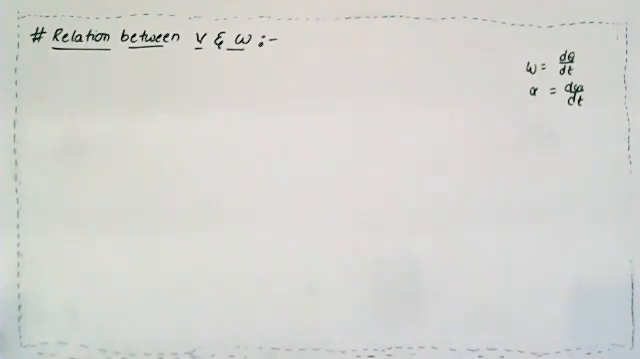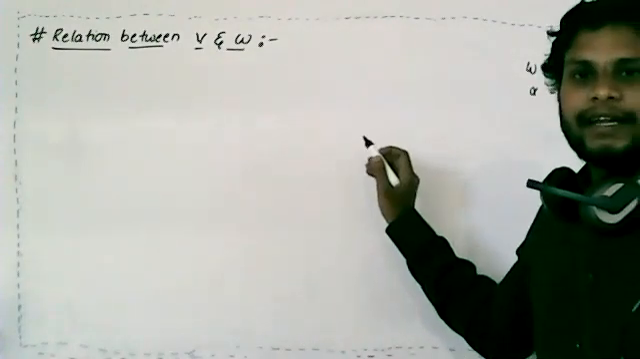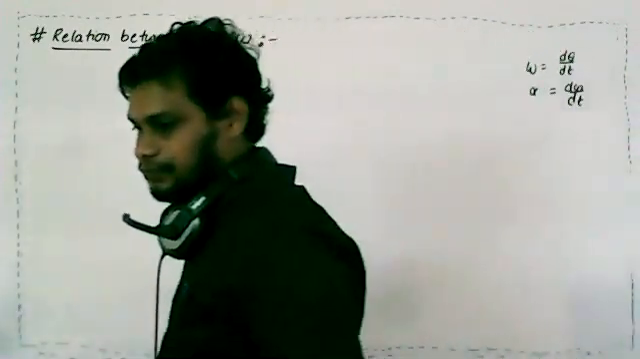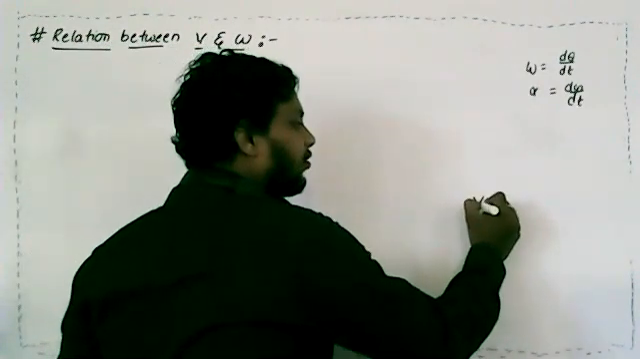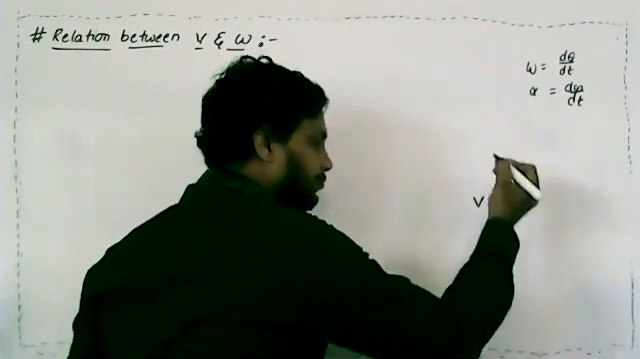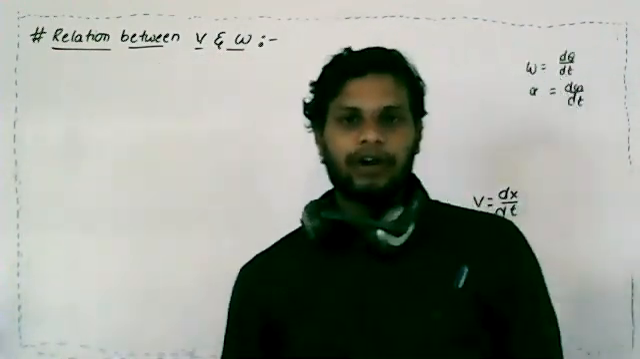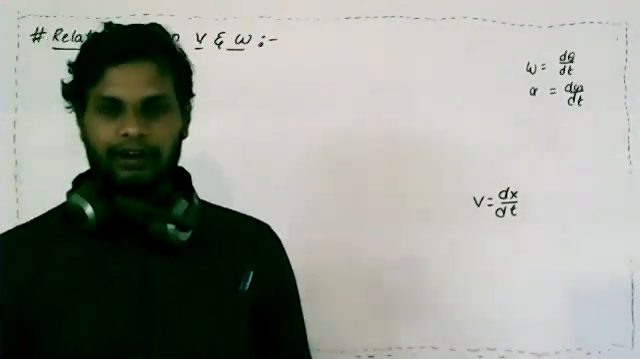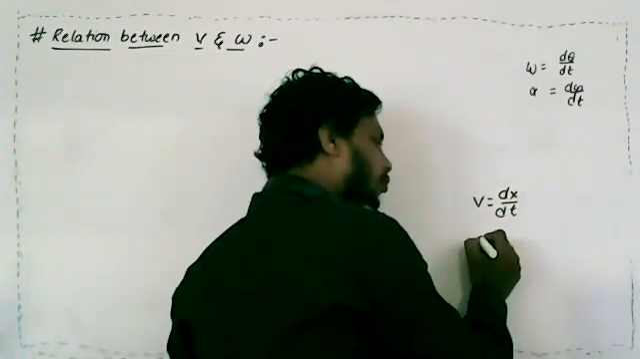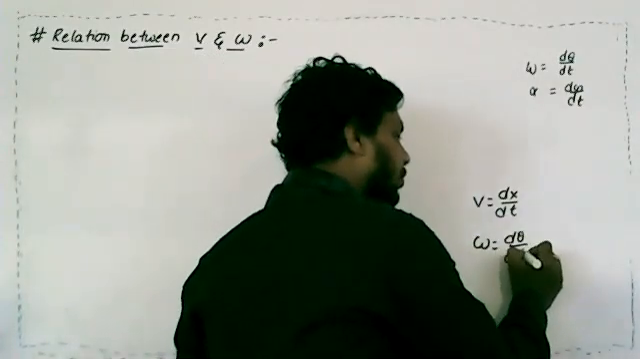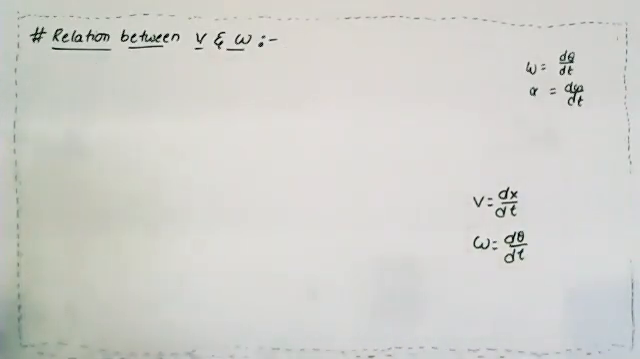Now today I'm going to derive the relation between linear velocity and angular velocity. Linear velocity is represented with the letter V, where V is equal to the rate of change of displacement. If a body is moving in a straight line path, the velocity acquired by the body is called linear velocity. And what do we mean by angular velocity? Omega means the rate of change of angular displacement. Therefore, if a body is moving in circular motion, then we have the angular velocity omega.